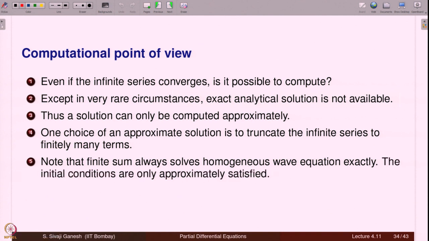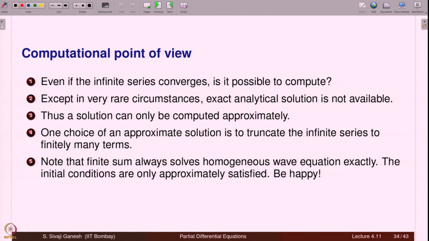Only initial conditions are satisfied in an approximate sense. Be happy with that. So some people take this point of view that yes, I know that I have an infinite series, I know it does not converge also. As long as it converges for the function, may not be for the derivatives, just the function it converges, infinite series converges, then I want to compute the solution only.